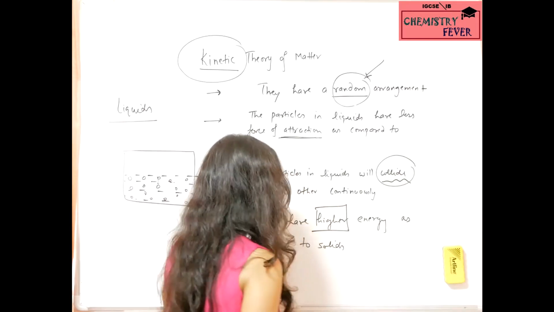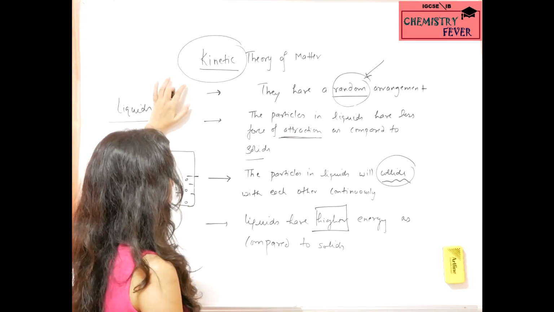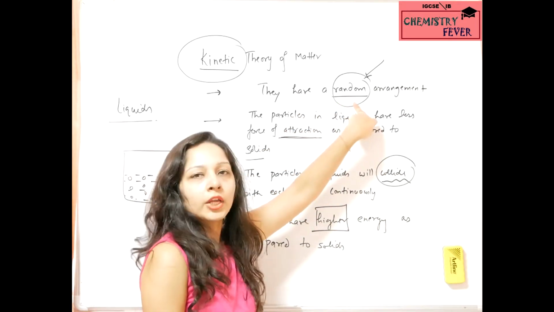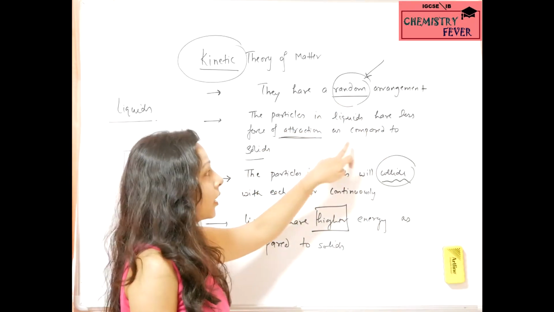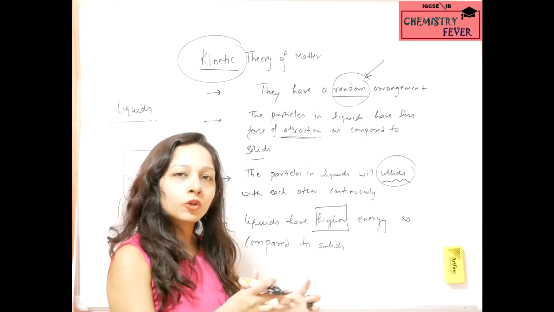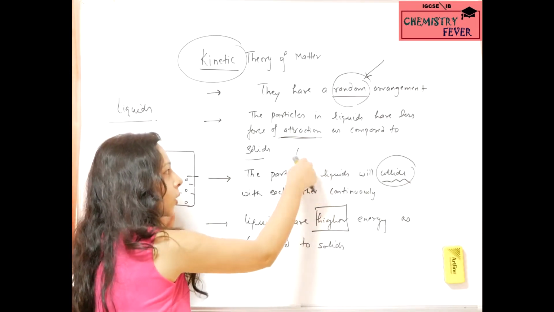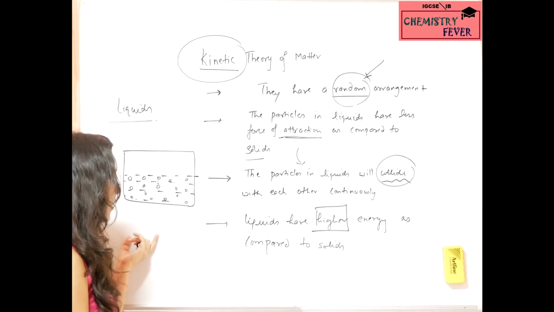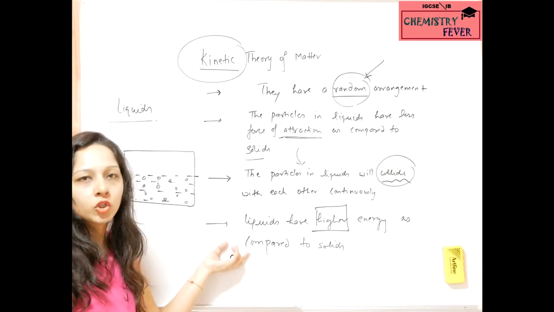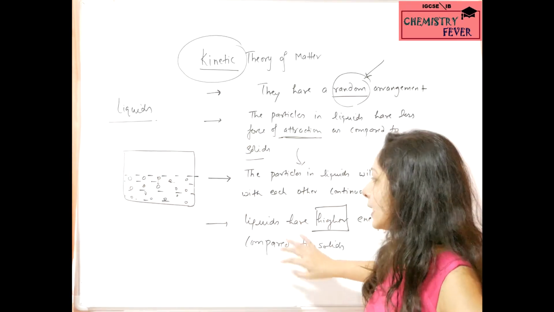So the points of focus according to kinetic theory of matter, in terms of behavior or movement of particles: in liquids, the arrangement is random. They have less force of attraction as compared to solids. The particles in liquids continue to collide because they are randomly moving in all directions. So this point is the consequence of this point. And finally, as they are colliding, they must have higher energy as compared to solids, right? The properties and behavior based on it, we will see in the next video.